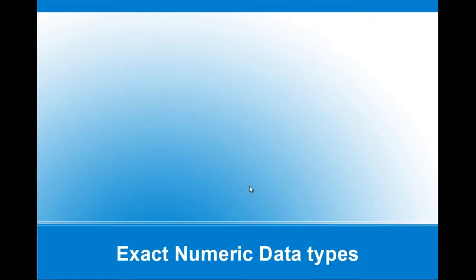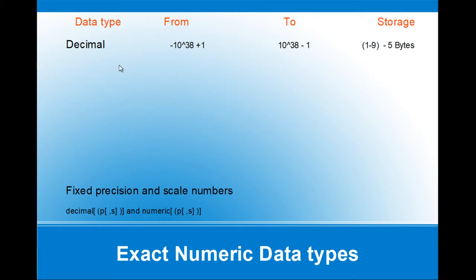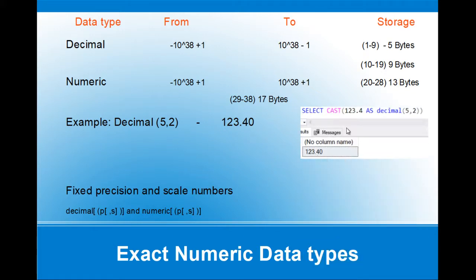The next one in the exact numeric data types is which is having the precision and the scale numbers. For example, decimal is one of the data types which is having the range, and it takes the storage space based on the precision and the scale which we are going to use. And the next one is numeric data type, which also takes the same range. For example, decimal 5, 2, that is 123.4. If you are storing it as a decimal 5, 2, it will store as 123.40. If you see, I have casted 123.4 as decimal 5, 2. So it gives this particular value.